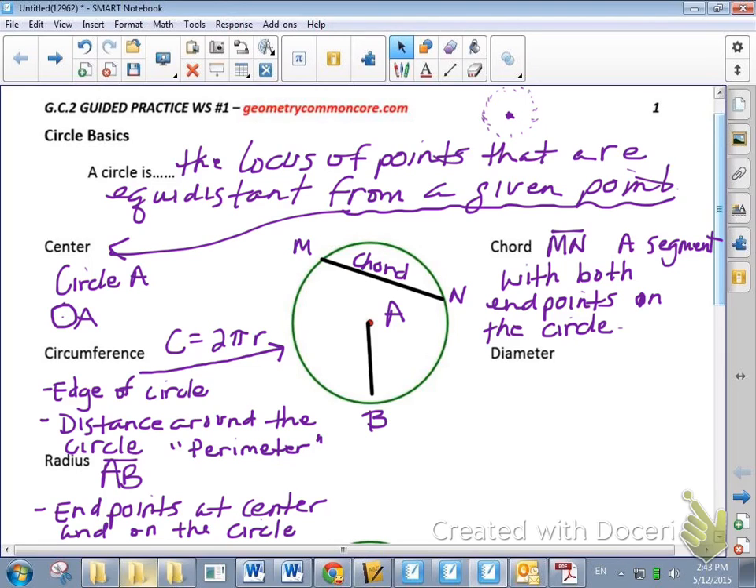Next we have a diameter. So let me go ahead and draw that one in. I'll draw my diameter from here to here. Okay, I'll label my diameter CD. So a diameter is also a chord. It happens to be the longest chord. Going through the center, that's going to be the longest chord in the circle. And it's a chord that goes through the center.